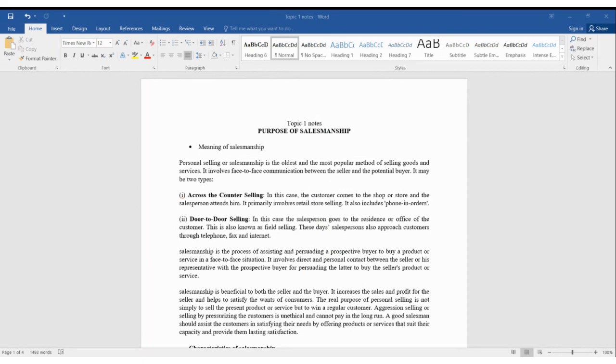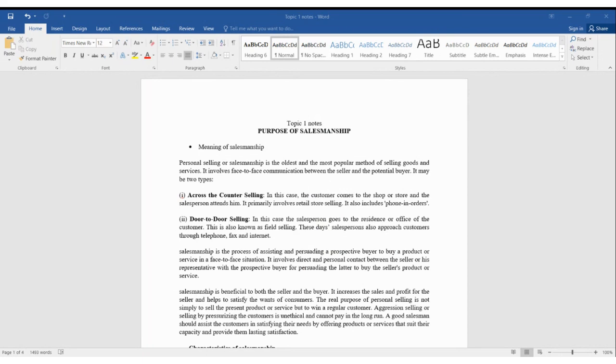In addition, we can see that salesmanship is a process of assisting and persuading a prospective buyer to buy a product or service in a face-to-face situation. So one thing that we can see is that there is direct involvement of the two. That contact must be established, and it is quite important.